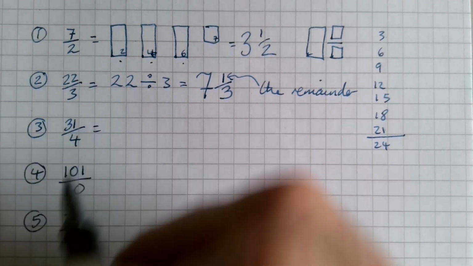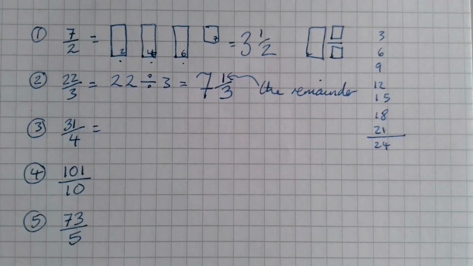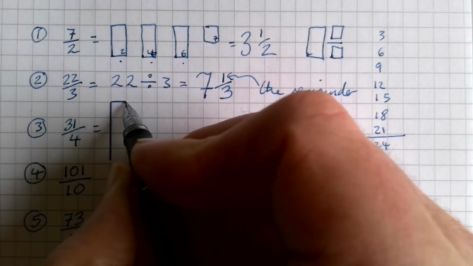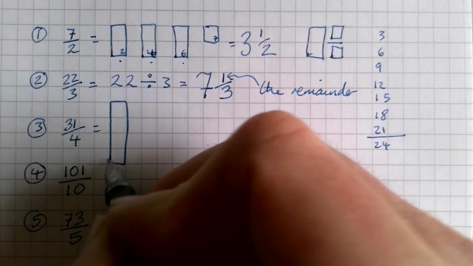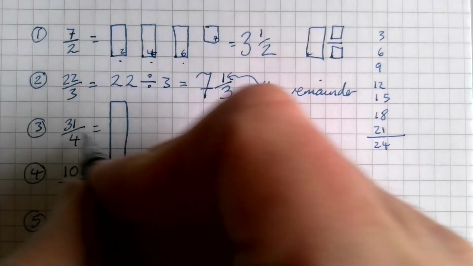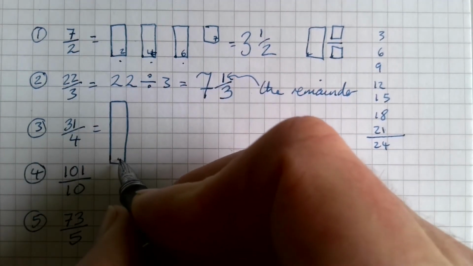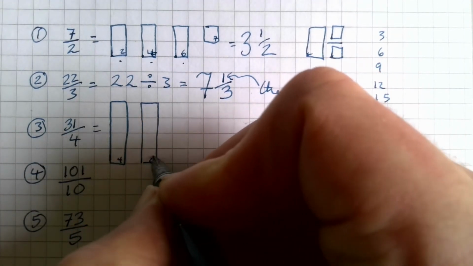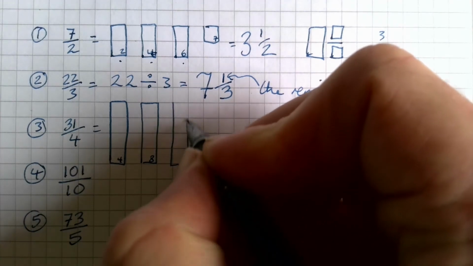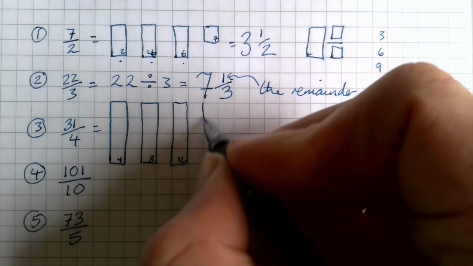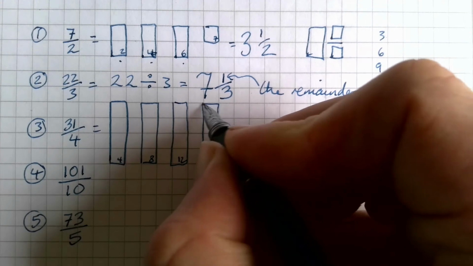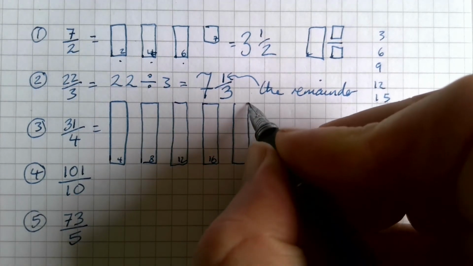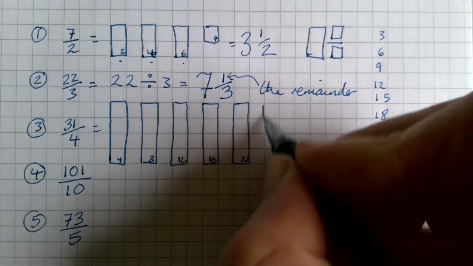Right, moving on then. 31 quarters. So let's do this one as rectangles. So each rectangle is going to be made of 4 boxes because you've got 4 quarters. So you've got 1, 2, 3, 4, 5, 6, 7, 8, 9, 10, 11, 12. Add another 4 is 16. Add another 4 is 20. Keep going.